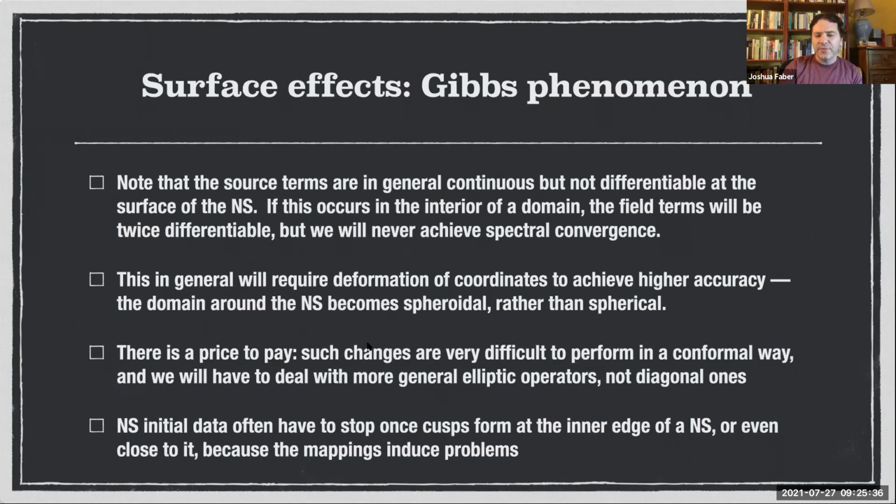Again, if you form cusps at the inner edge of the neutron stars as they face each other, the mappings essentially will start to die on you. The equations can get very singular in a hurry. That's typically past the point where you really should be using an initial data scheme. You should let dynamics evolve to the cusp.